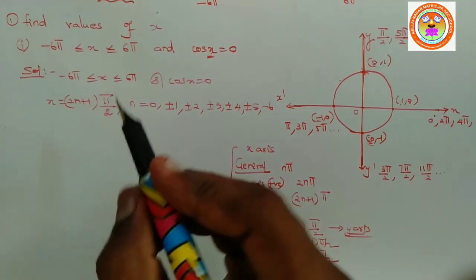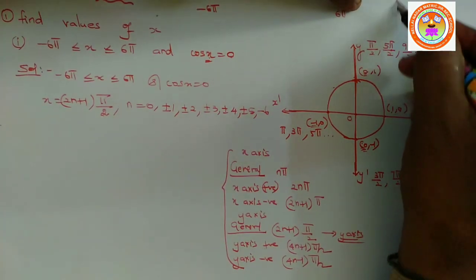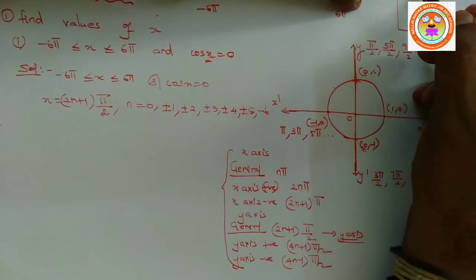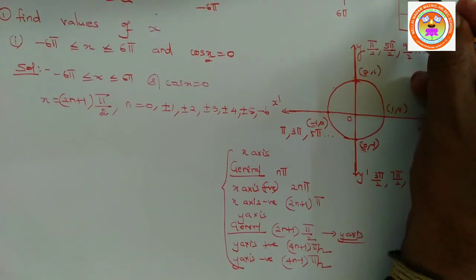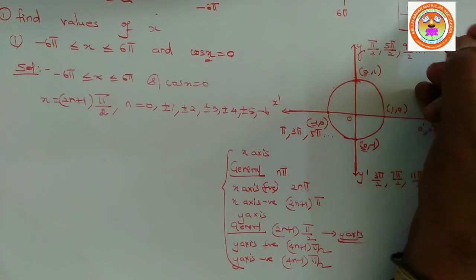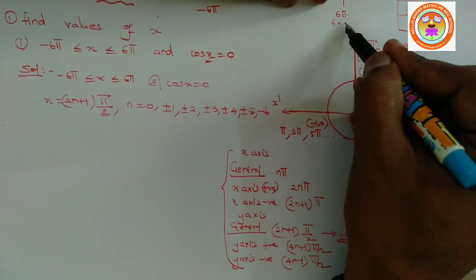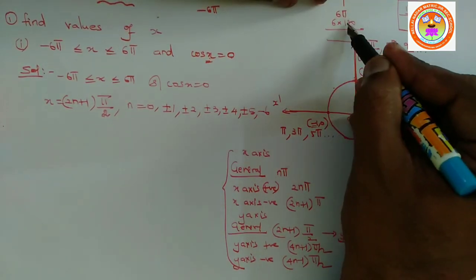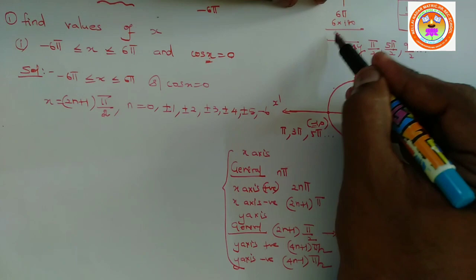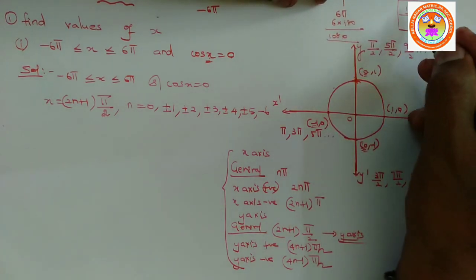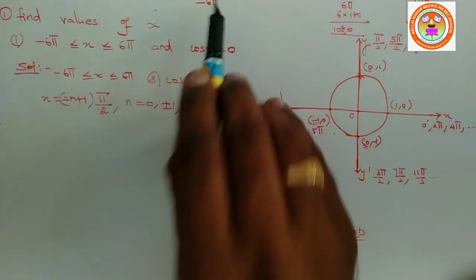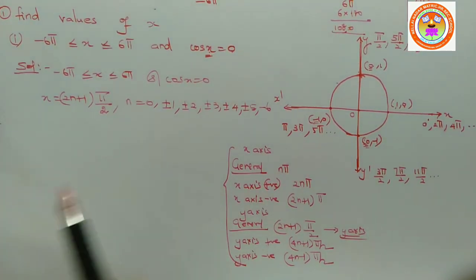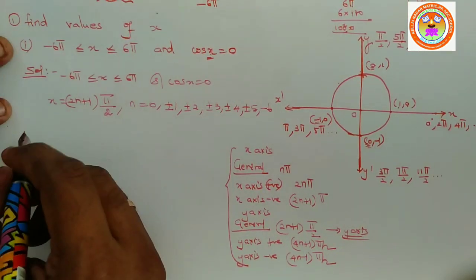13 pi by 2 is nothing but 13 into 90, because pi by 2 is 90. 13 times 90 is 1170. Then 6 pi by 6 into 180, which is 1080. So this is 1170 and this is 1080. So minus 6 pi lies here. Minus 6 pi lies. So this is the first subdivision.